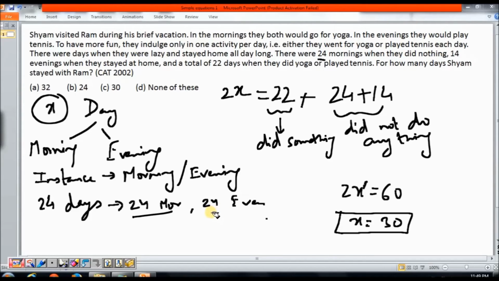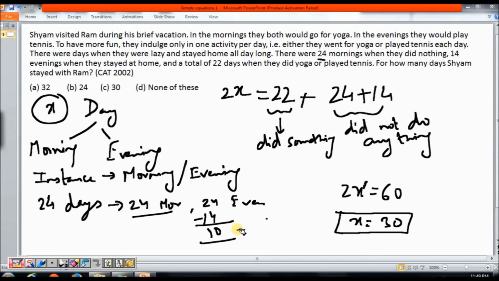And I know that on 14 evenings they didn't do anything. So out of these 24, on 14 evenings they didn't do anything, so there are only 10 evenings on which they would have done something. But I know that they should have done something on 22 days or 22 instances. So these 10 will not be able to accommodate these 22 instances of yoga or tennis. So I will have to add days so that I can accommodate these 22 instances.